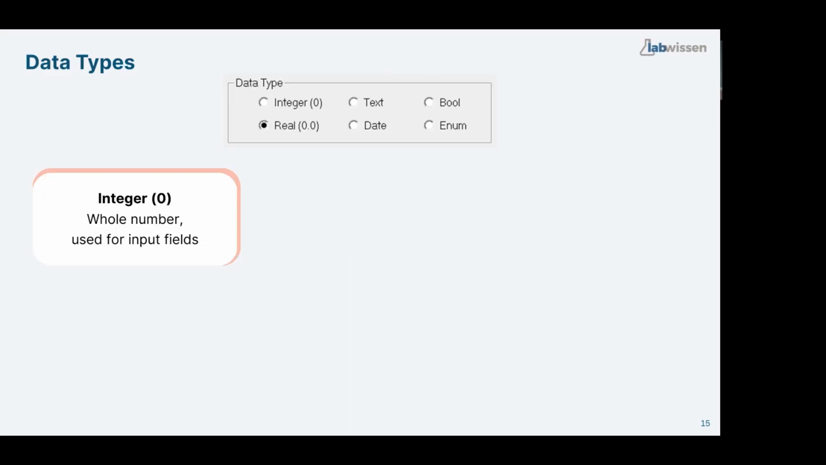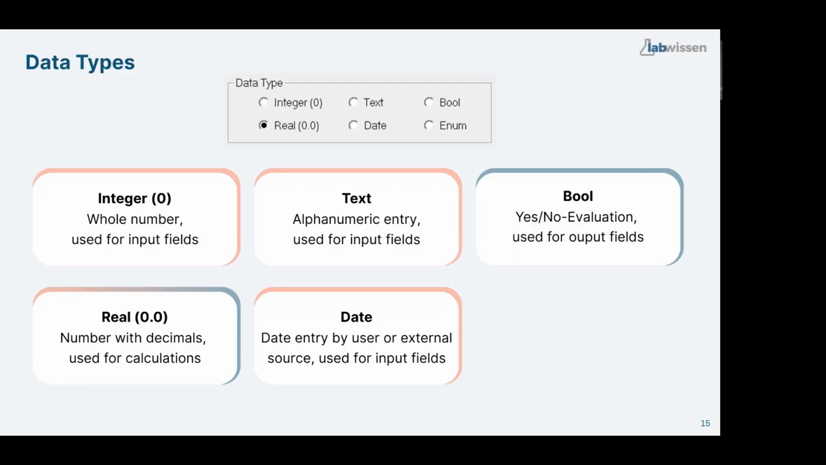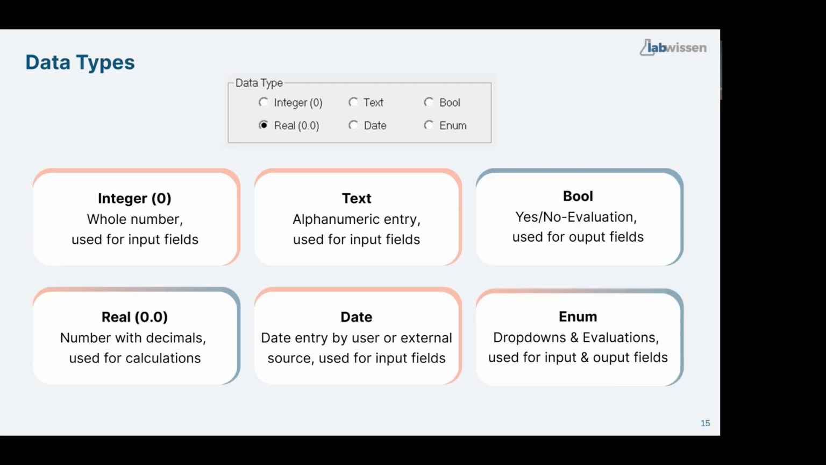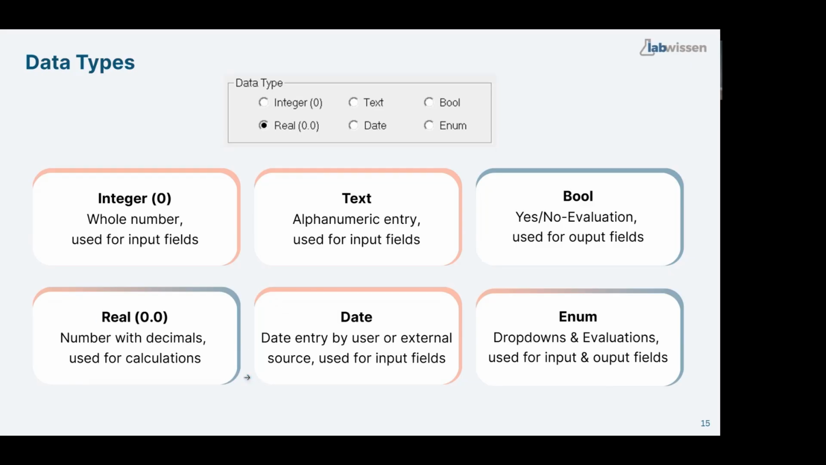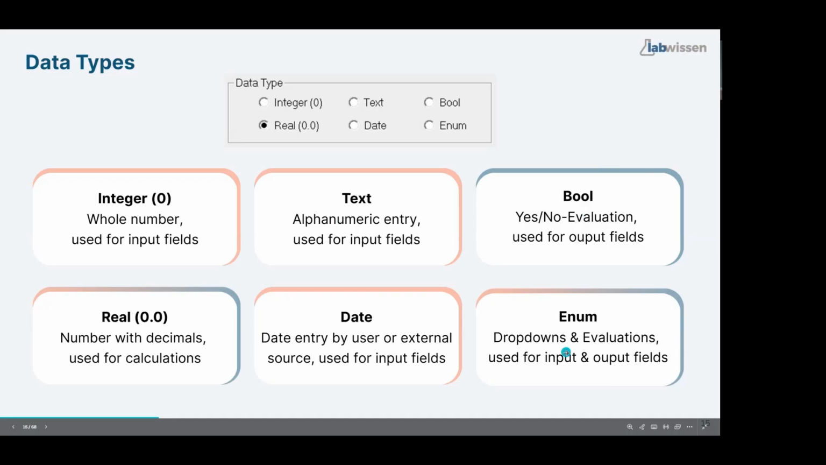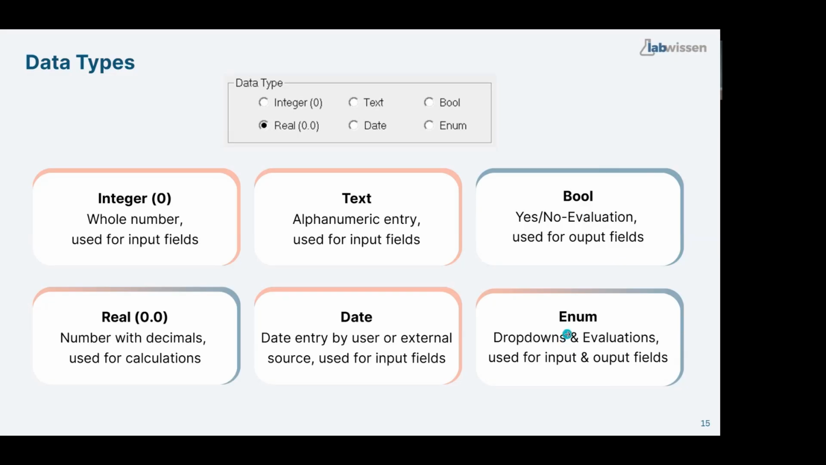And data types. Let's make it short and understandable. If you do calculations, it's always real. If you need an input field, like just a text, a comment, then text. If you do evaluations, you have to pick between bool and enum. Bool is a yes/no answer. Enum is many questions, and you only get one answer, to the first yes.